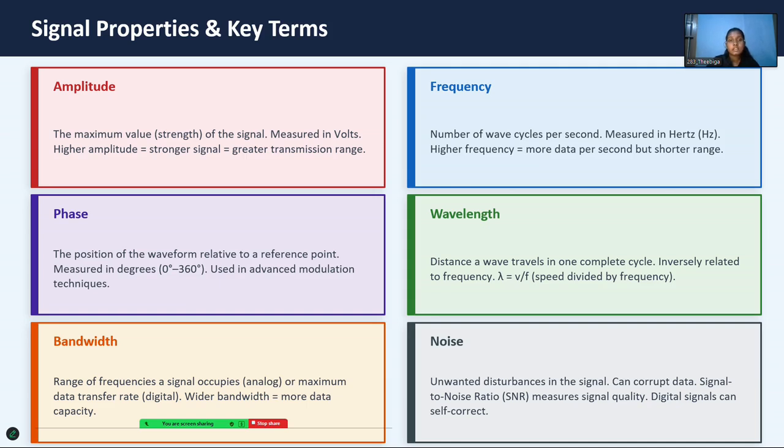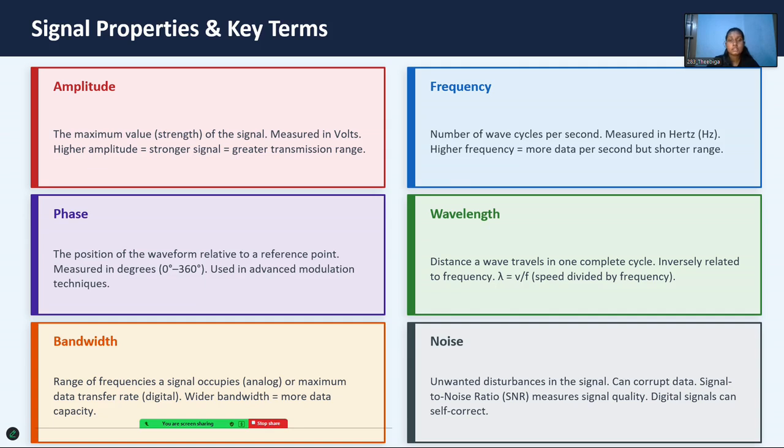Phase refers to the position of the waveform relative to a reference point, measured in degrees. It's used in advanced modulation techniques like QAM to pack more data into each cycle. Wavelength is the physical distance that a wave travels in one complete cycle. It's inversely related to frequency. Higher frequency means shorter wavelength.